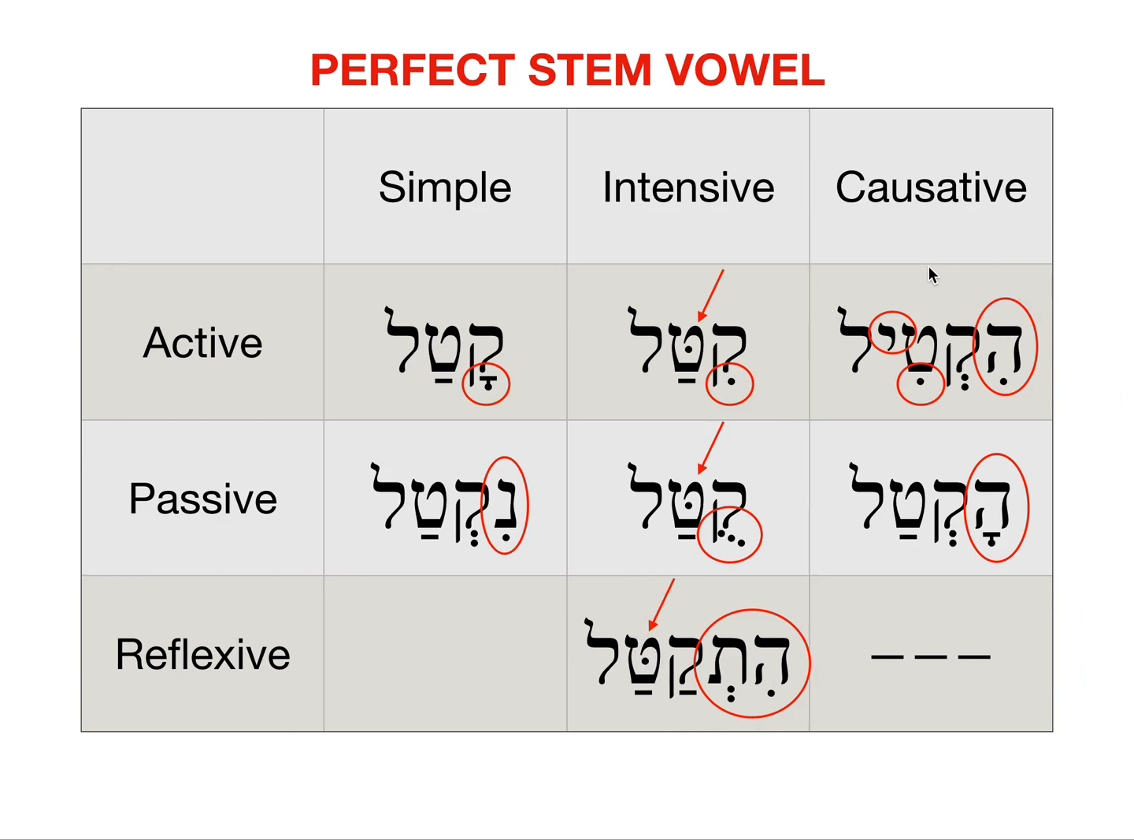Finally, the causatives, hifil, hofal. Hifil is the active, it needs the he before the 3 root letters, and then it's the e sound after the second root letter.